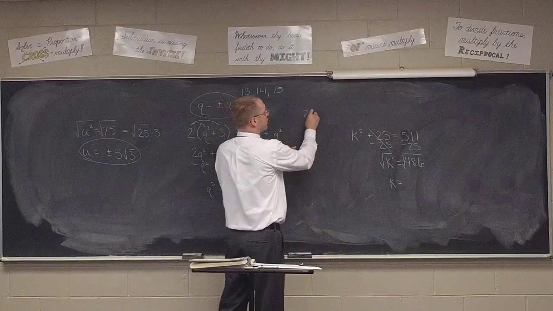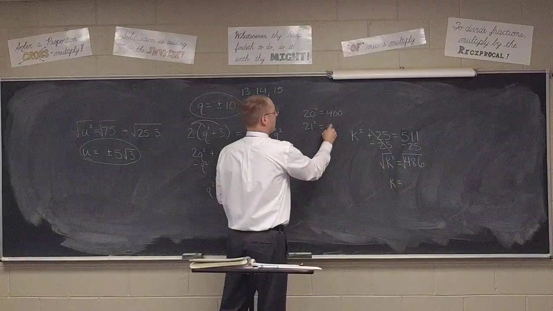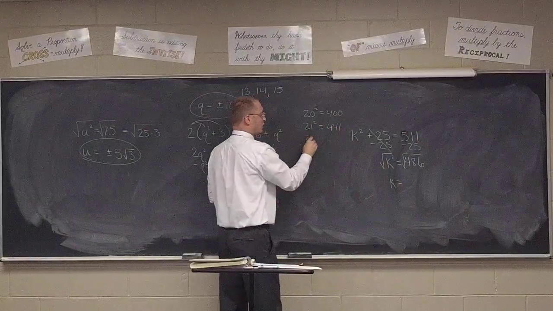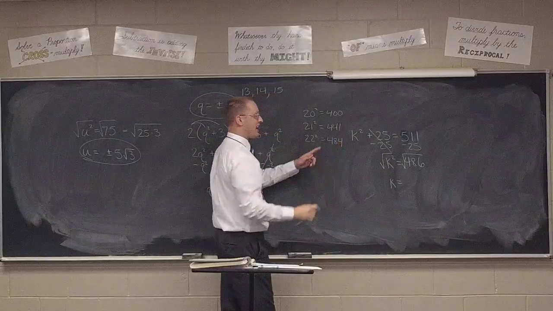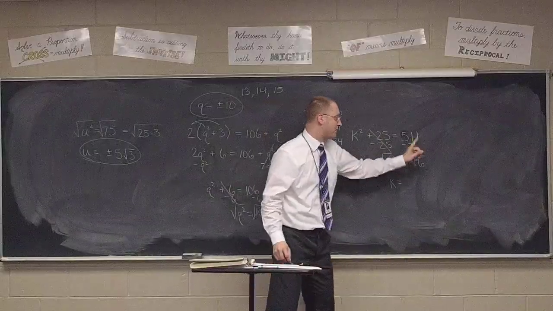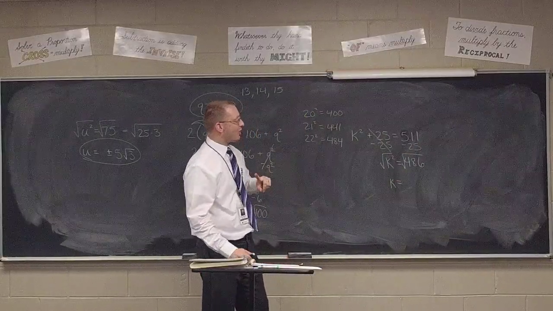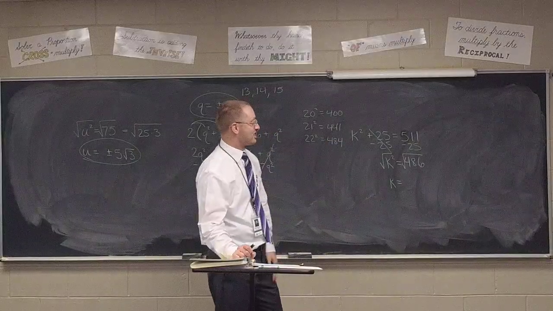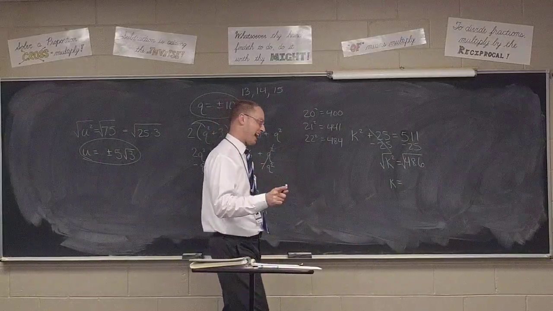Now we know it's got to be bigger than 20 squared, right? So maybe we try 21 squared, and well, that's 441. I try 22 squared, that's 484. And it just missed. If this had been a 484, we'd be in business. But we're not. So, Lana, I can't take that square root. I'm going to have to reduce it by factoring, right?